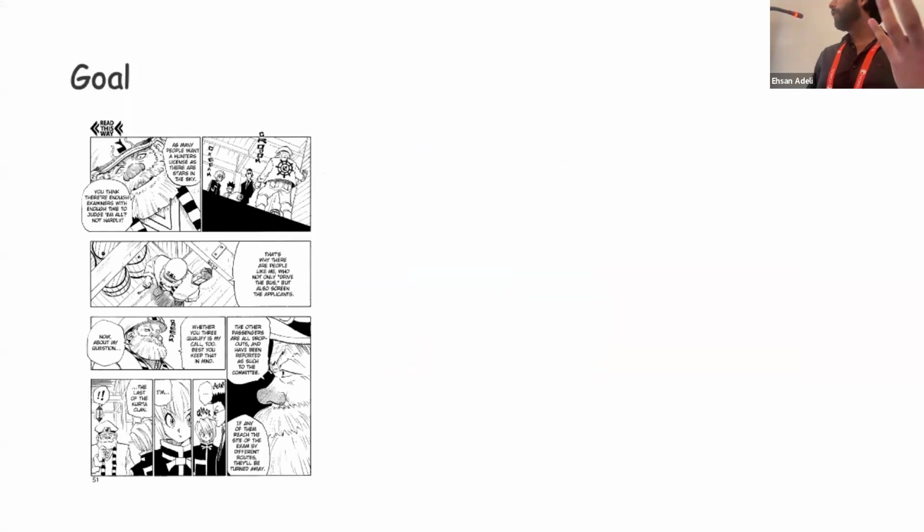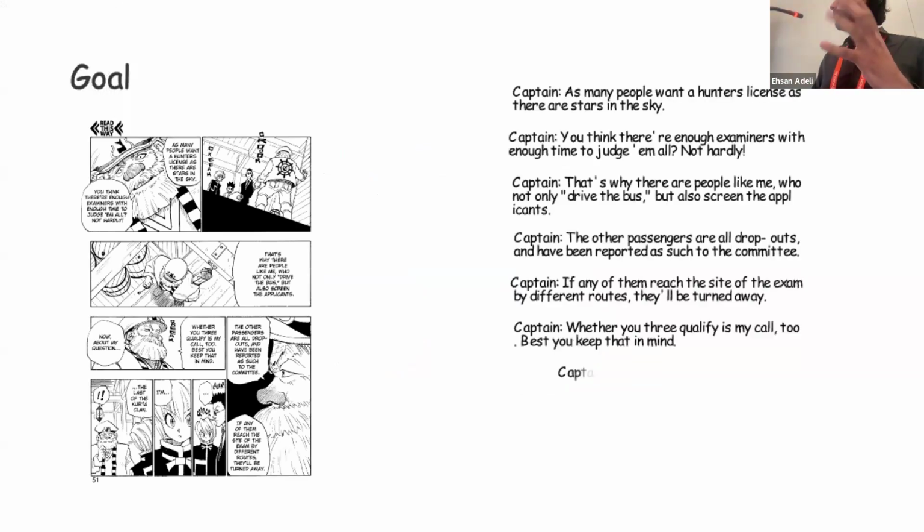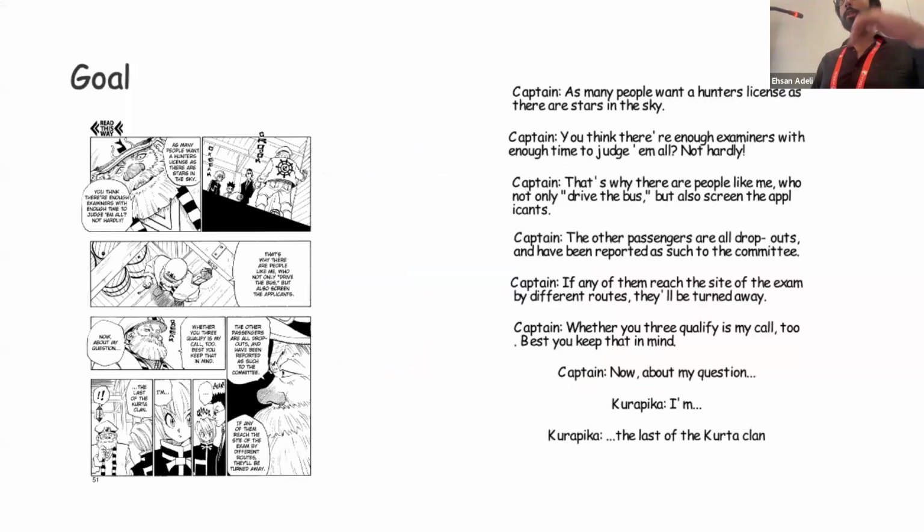So really quickly, what the goal is. The idea is that if you have a manga page like this, we want to go from there to something like this, where we have a dialogue transcript. There are three things we want to identify here: what's being said, who's saying it, and in what order it is being said.